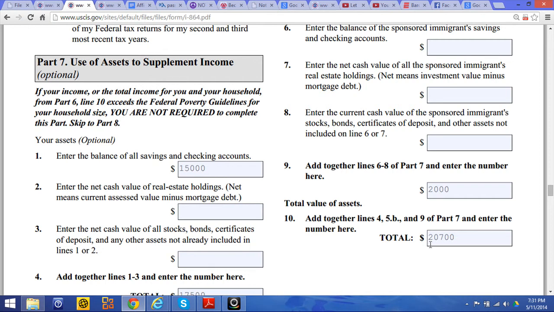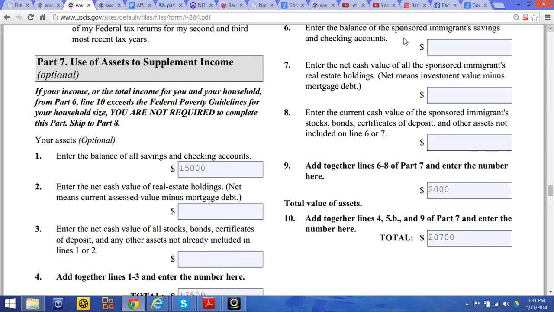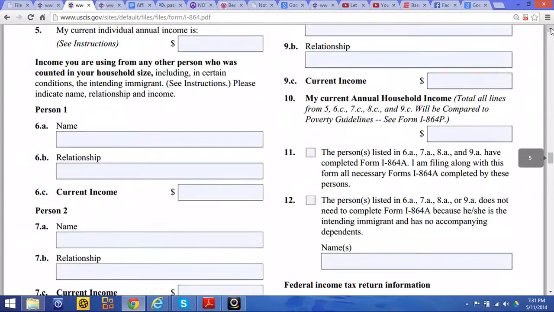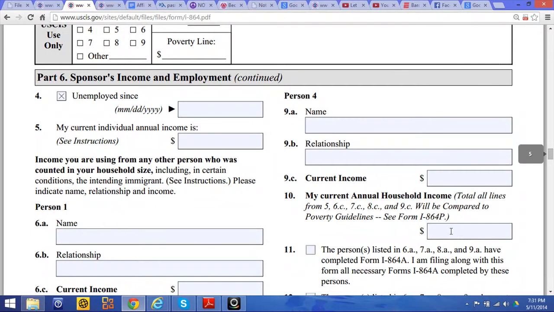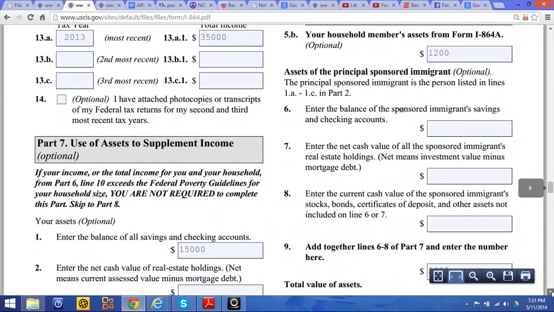So you have to divide this value by 5. That means it's like 5 times the difference. Let's say if the difference was 1000, that means you miss 1000. So your asset should be 5000, because you have to divide the total asset by 5.